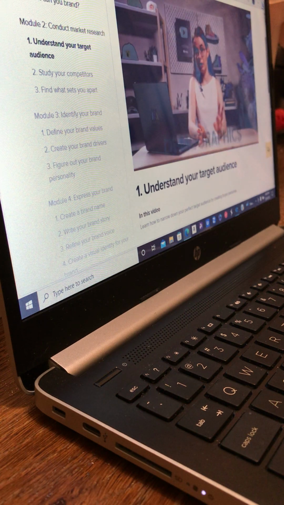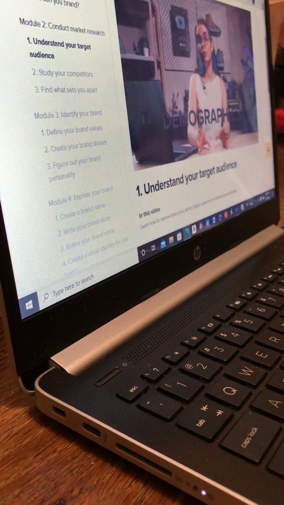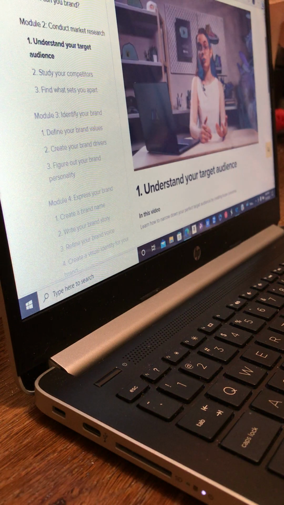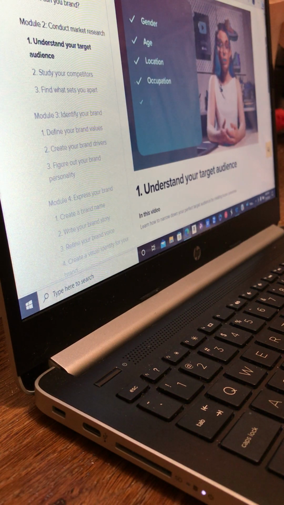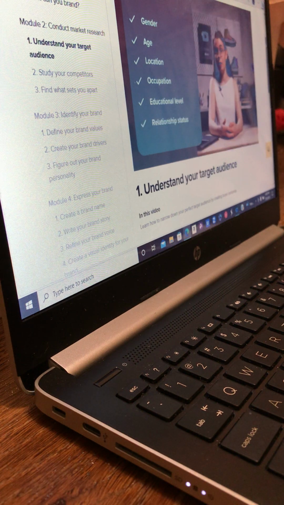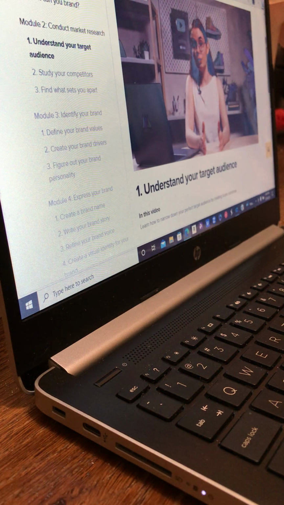The first category is demographics. This category is about who your customer is. Include details like gender, age, location, occupation, educational level, or relationship status. Obviously, you don't have to focus on all of these. Choose the ones that matter the most to your niche.